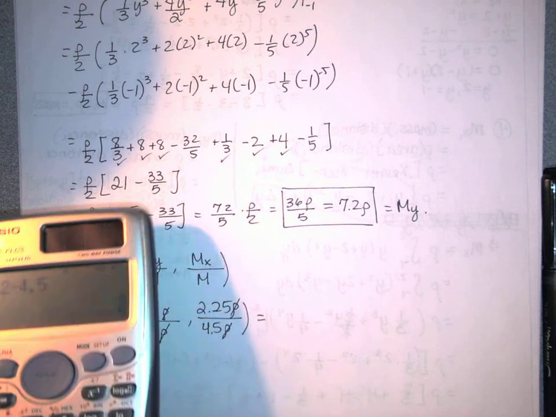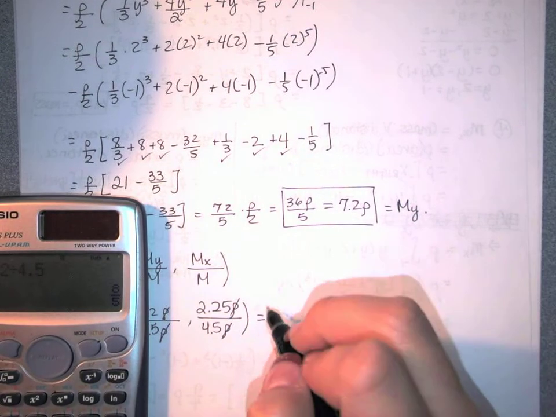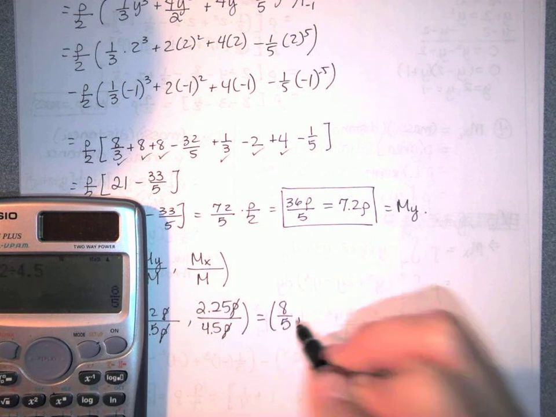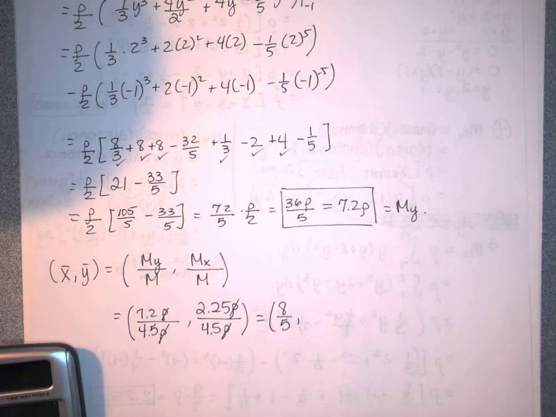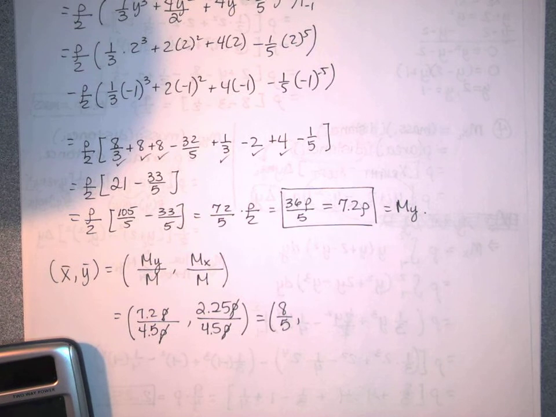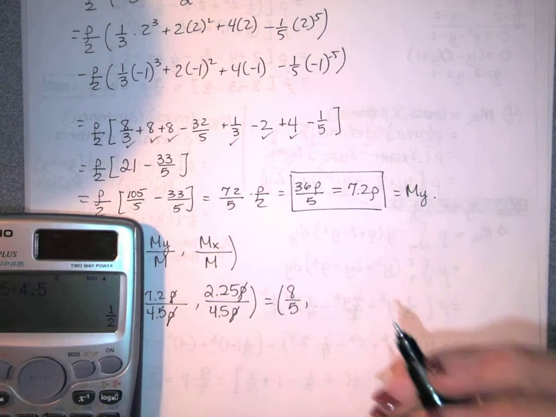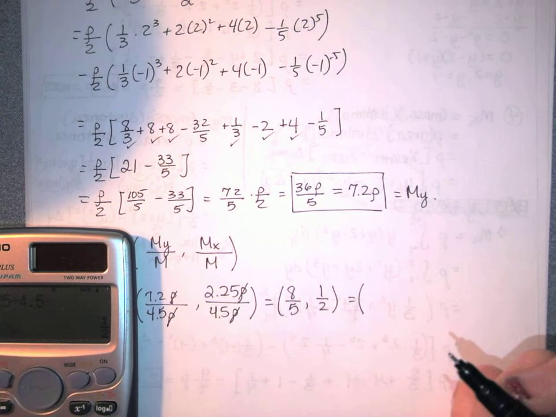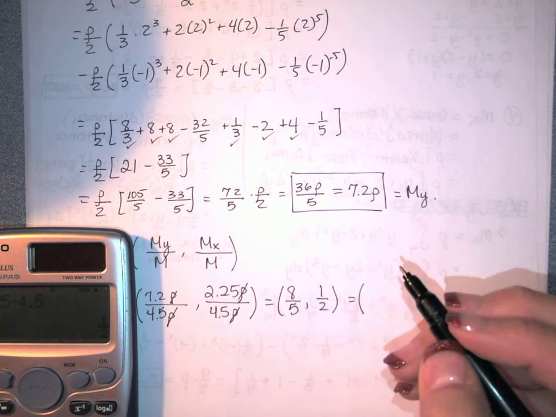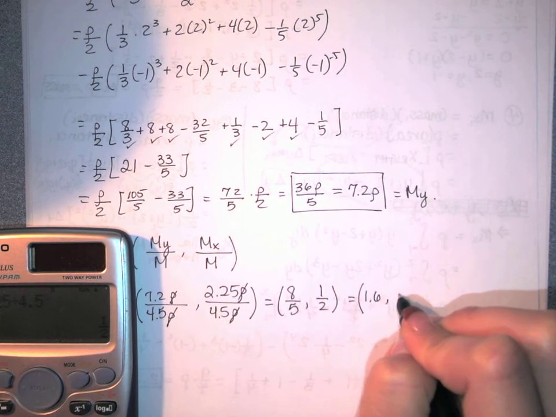All right. So I get 8 over 5 for my x-coordinate. And my y-coordinate is 1/2. So let's write those as decimals. It's a little bit easier to think about. So that's 1 3/5, so 1.6 and 0.5.